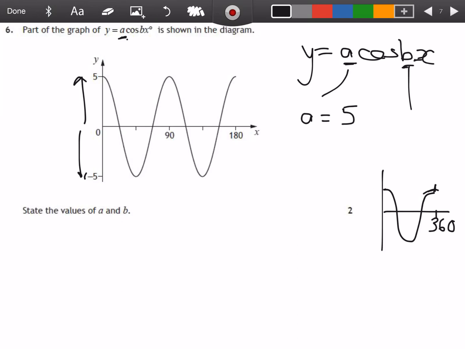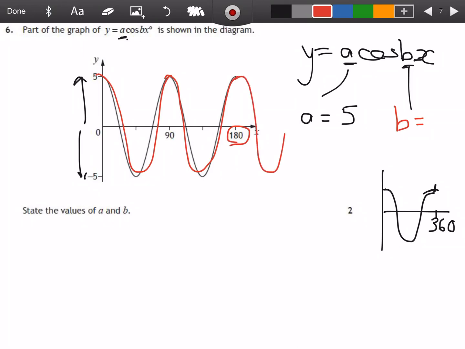Now, how many of these can you see that would be in 0 to 360 in this graph here? I'll draw them in. There's one. There's the second. It ends at 180. So letter B represents how many cos graphs would there be in 360? Right? Well, 180 is only half of 360. 360 would end here. So how many cos graphs?